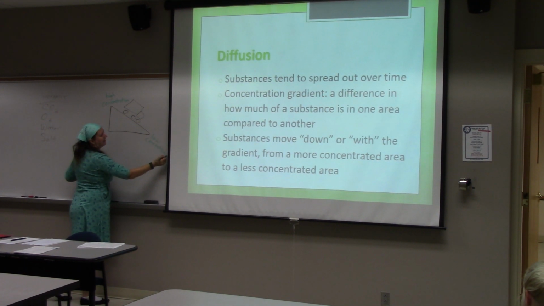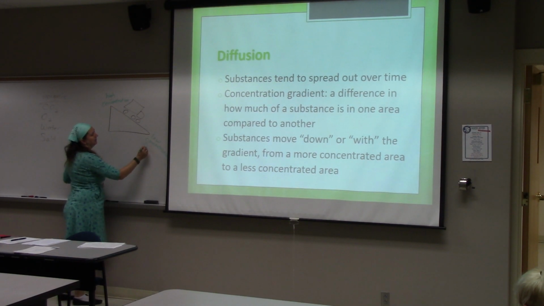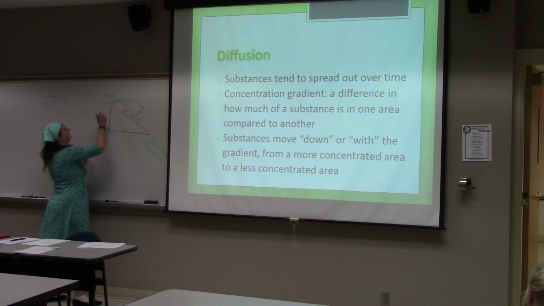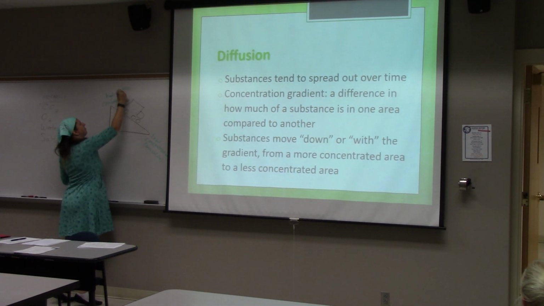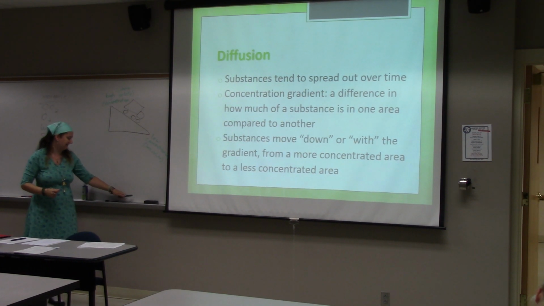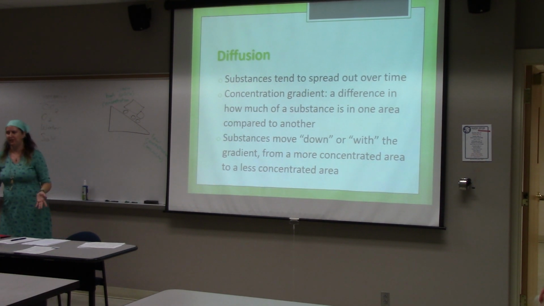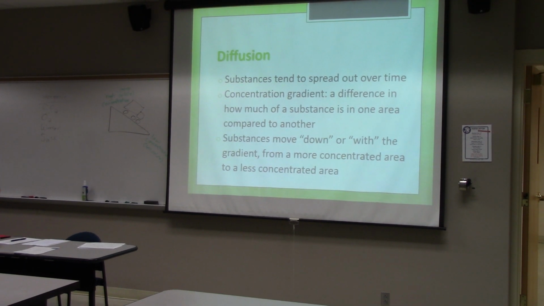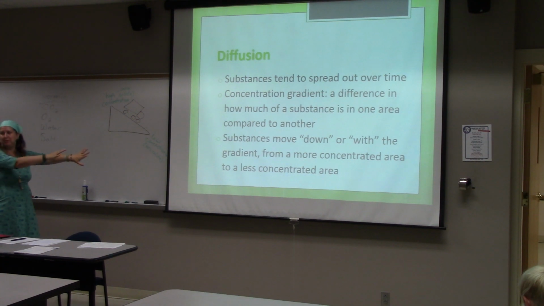We call it high and low concentration. Low means that there's less of a solute in it. High concentration means there's more of the solute. They're packed more closely together. So, in diffusion, substances move from high concentration to low. We call that moving down the concentration gradient because it's like downhill, or moving with the concentration gradient, as if the gradient is a stream that pushes them that way.